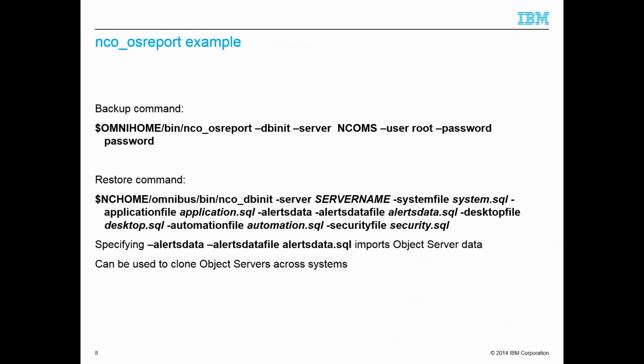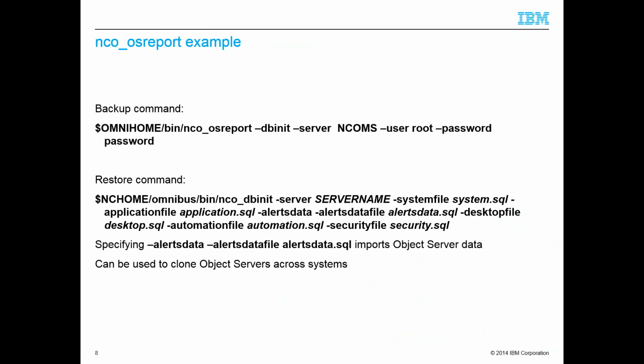So the object server can't be running when you do the nco_dbinit command. What it's doing is creating a new object server using the same SQL data from the original object server. So in the restore command, the object server would have to be down. If you're restoring an already existing object server, you would have to add a -force option to the end of it, so it would overwrite the data that's already there.